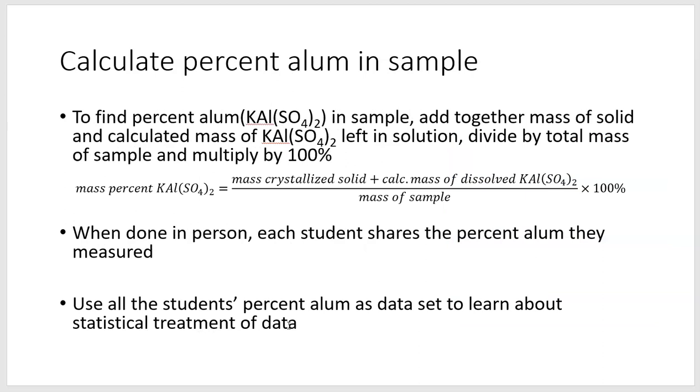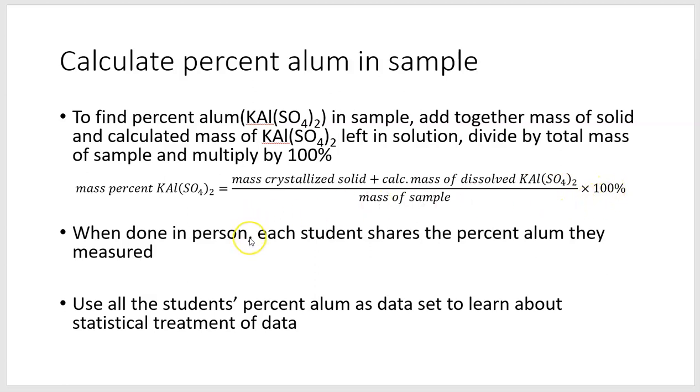Next, you calculate the percent alum in the sample. So it's mass percent. We just take the mass of the crystallized solid, the solid that crystallized, but we also take in that number we just calculated, or a similar one. We take in how much of the alum was left behind as dissolved. And we add those two together, divide by the mass of the sample, and then you multiply by 100%.